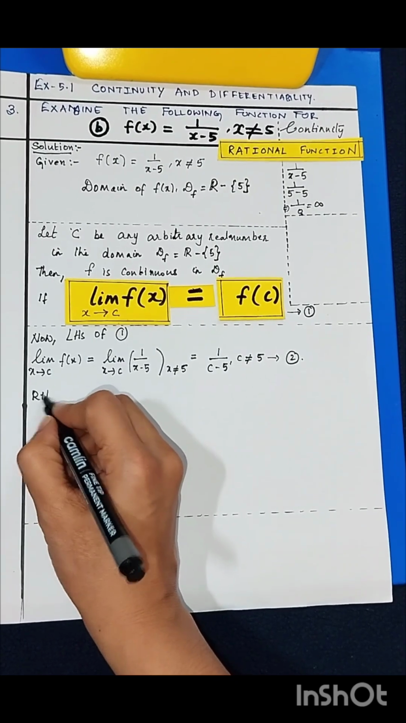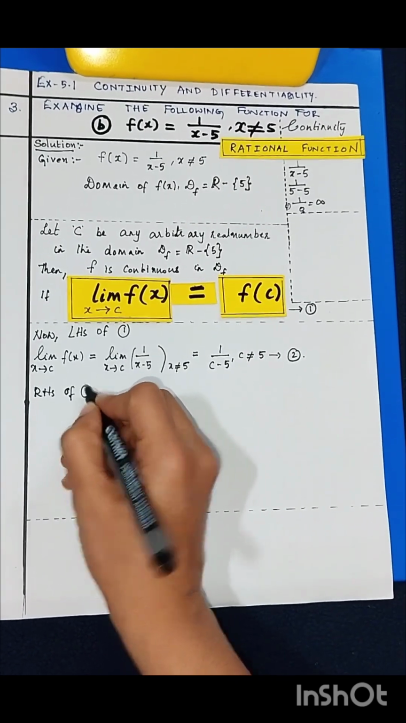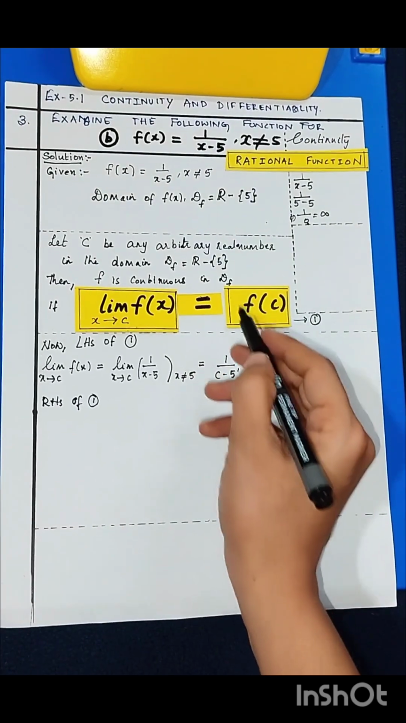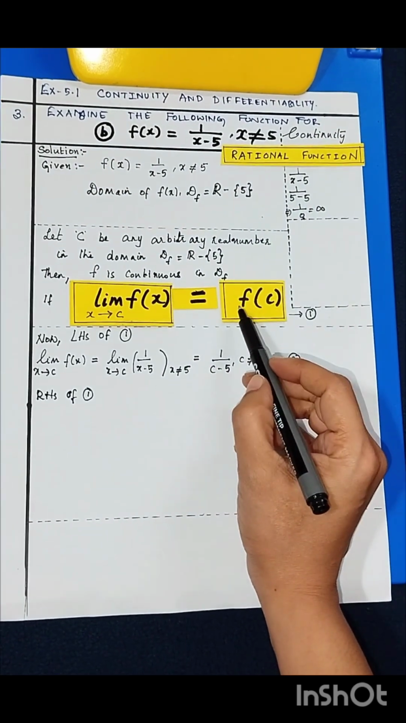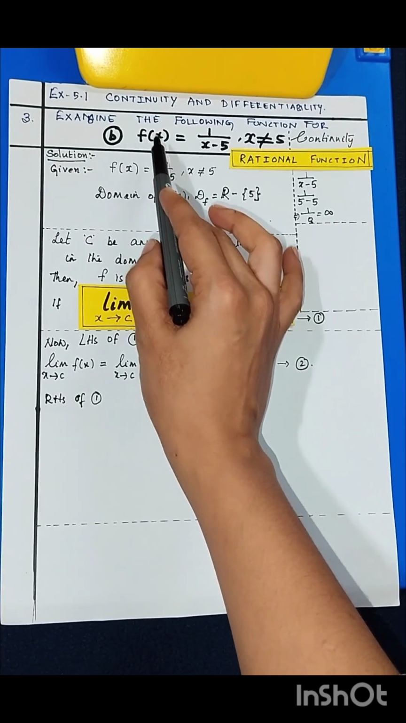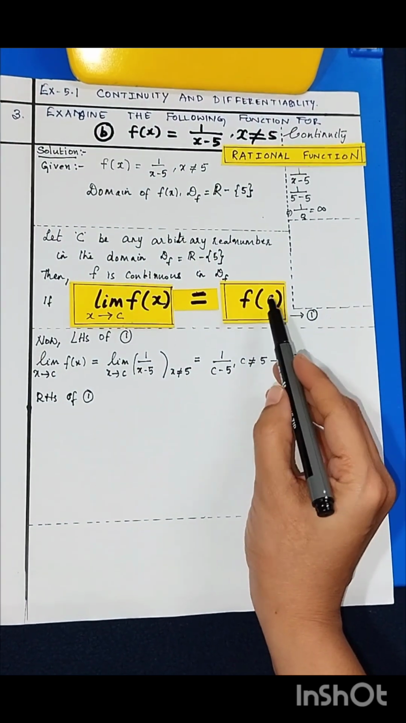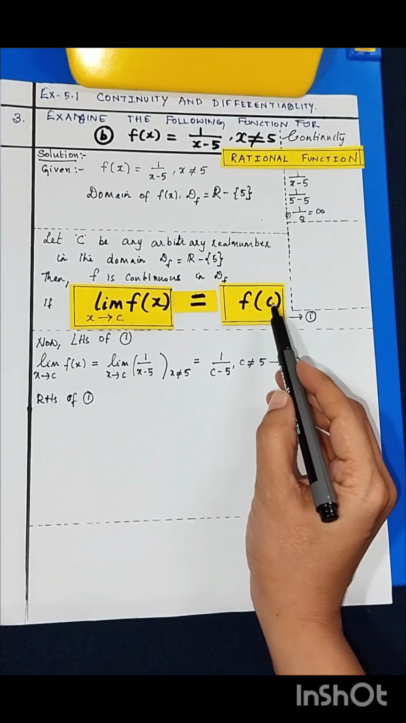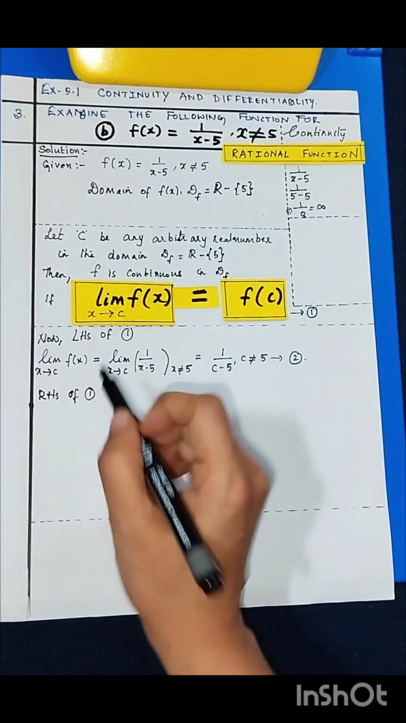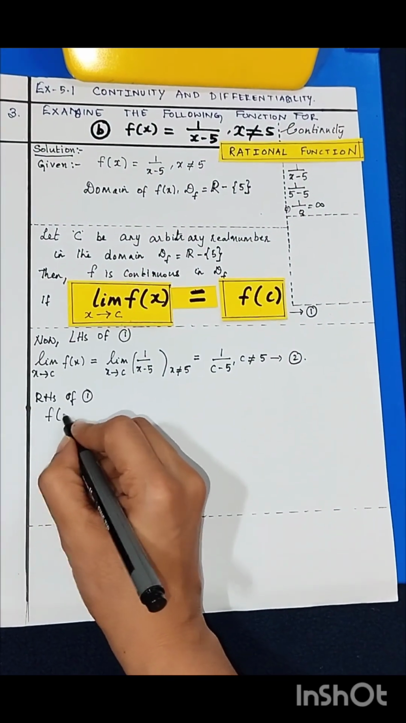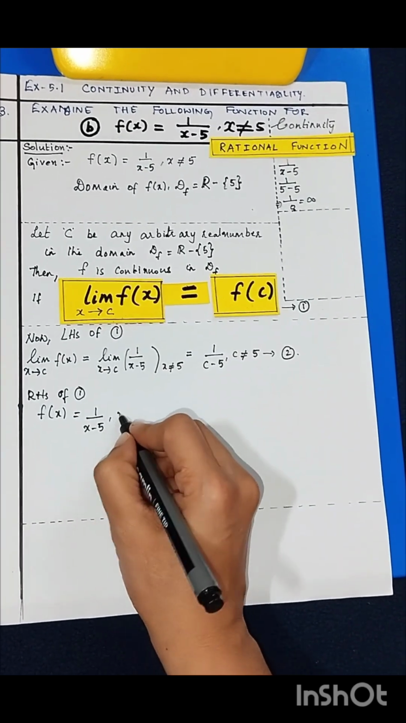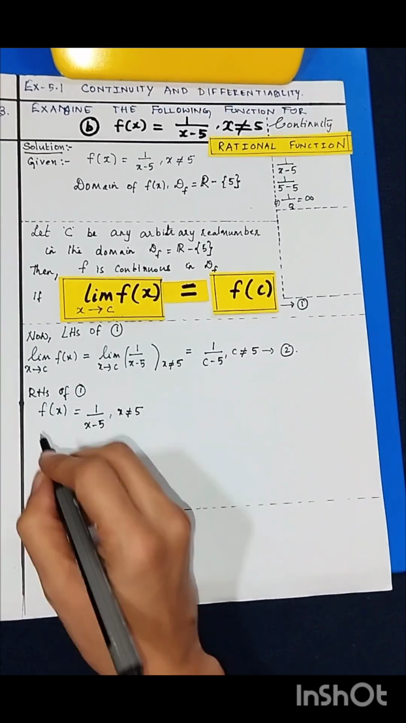Now we will take the RHS of 1. To solve this, this is similar to f of c, f of x. Just in the place of x, we have to give the input as c. So this is the function that we have to use. f of x is equal to 1 by x minus 5, where x is not equal to 5.